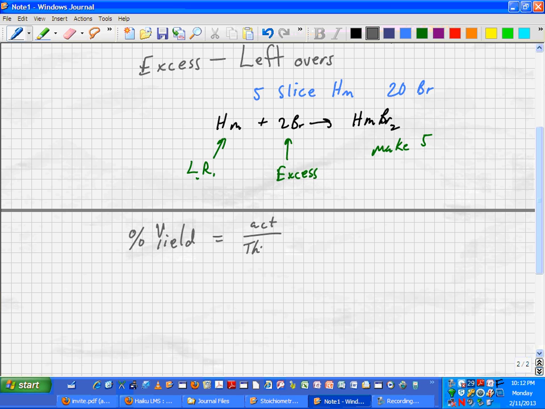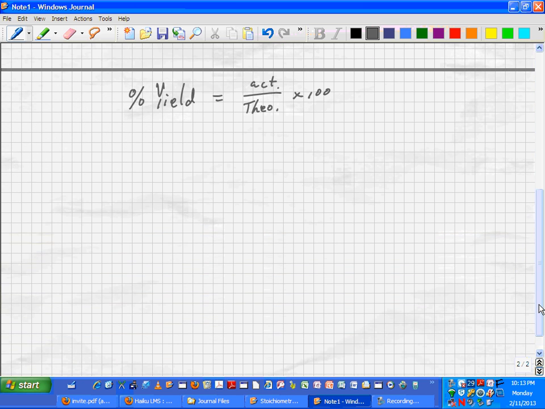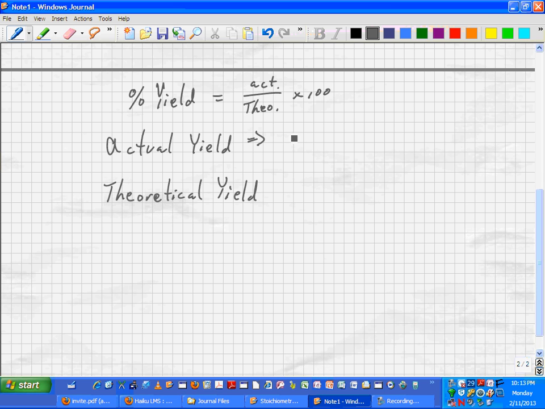That's actual over theoretical times 100, in which case you should probably know your actual and your theoretical. Actual yield, theoretical. This is what's measured in lab or given in problem. You know what, I'm not going to say given because that makes us think something else. So I'm going to say supplied in the problem.